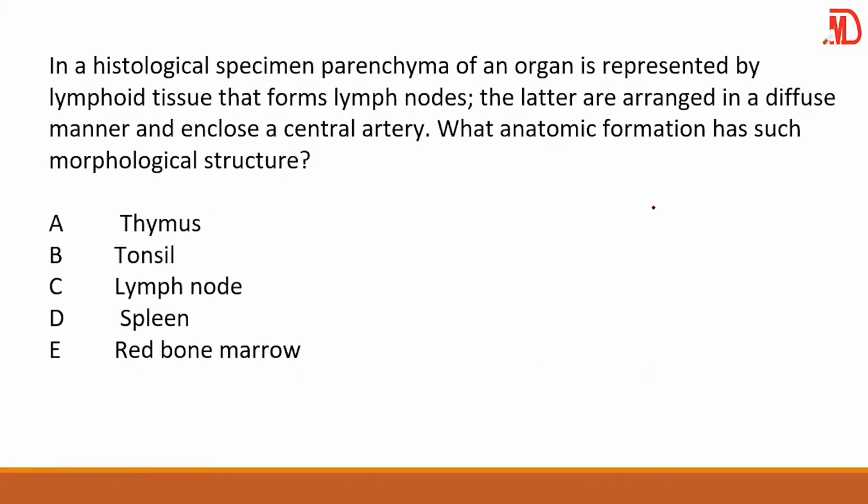Now, in a histological specimen, a parenchyma of an organ is represented by a lymphoid tissue that forms lymph nodes. The latter are arranged in a diffuse manner and enclose a central artery. Please don't think too much. If you ever see something like this, straight up, spleen. Don't think too much.